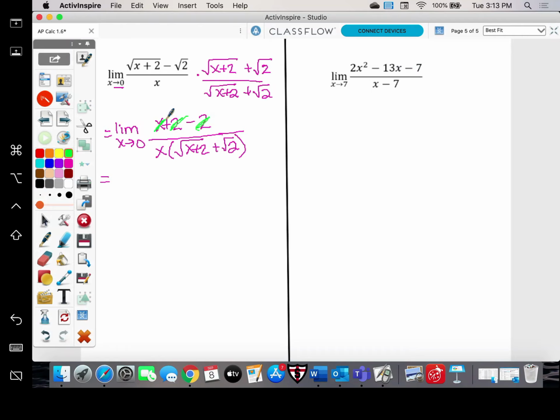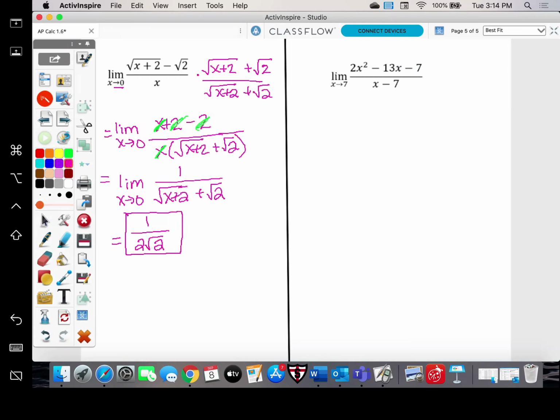And then you can see right now that this x on top and that x on the bottom will indeed cancel as well. So we'll have the limit as x approaches 0. Everything canceled in the numerator leaves us with 1, not 0, over square root of x plus 2 plus root 2. Okay, x is going to 0, so now I can try direct substitution again. And it's going to work, so I don't need to write the limit anymore. That goes away. 1 over the square root of 2 plus the square root of 2. That's 2 square roots of 2.